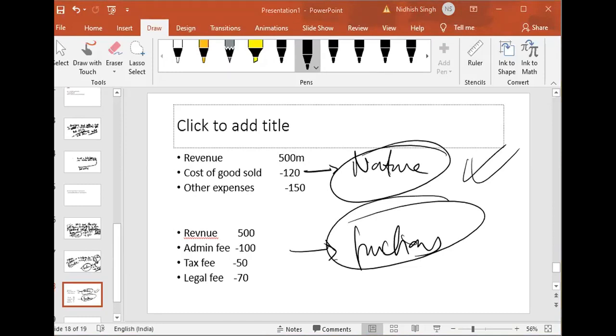All right, so we have talked about the fair presentation and compliance, going concern, accrual basis of accounting, consistency, materiality, offsetting, and comparatives. Okay, and different kinds of financial statements that are required for IAS 1.